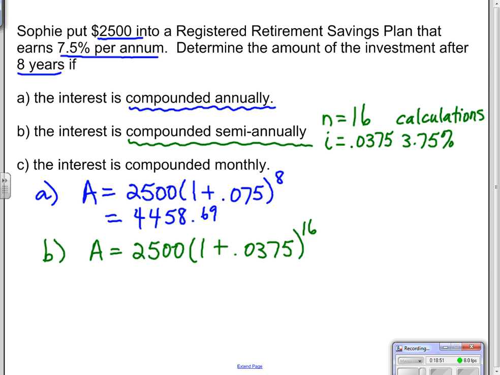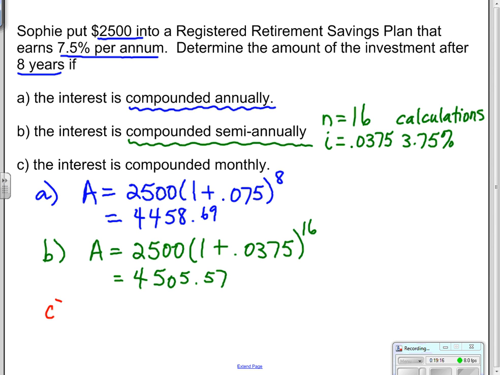Let's type it in. And again, it would be really good for you to pause this and use your own calculator. $4,505.57. So based on one example only, it appears that the more often your money is compounded, the better it is if you're the one saving. If you're borrowing, not so much.